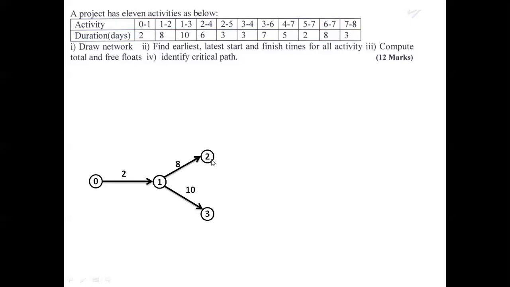So this is 2 to 4, which consumes 6 days. Then one more is 2 to 5, so 2 to 5 will draw here. Then next comes 3 to 4. Now we can easily draw 3 to 4 by joining the start event 3 and end event 4. The duration for that is 3 days.